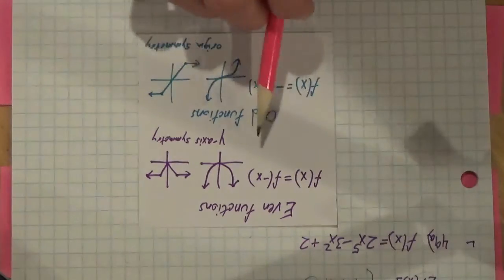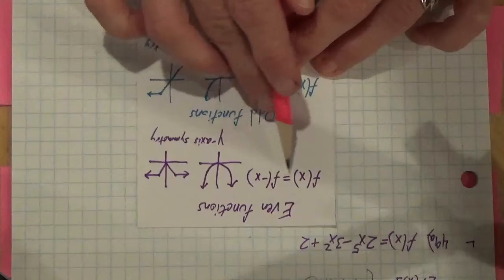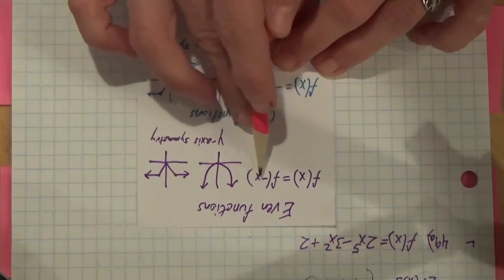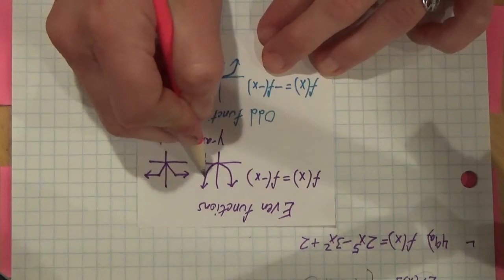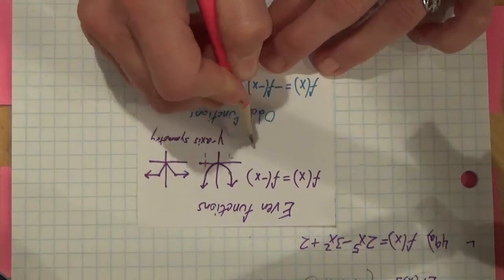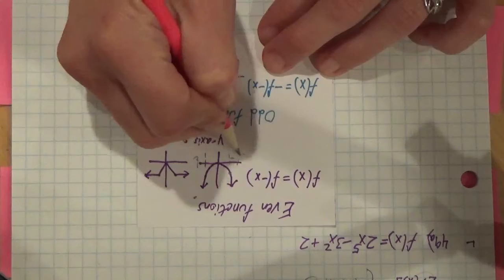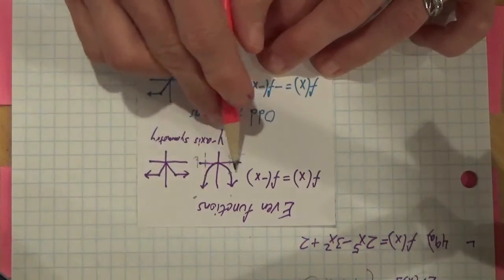Okay, so even functions are symmetric over the y-axis. This is how it looks fancy. It's the y value at x is the same as the y value at negative x. So like here, when x is 1, I get this y value, and when x is negative 1, I get the same y value. When x is 2, I would be up here, and when x is negative 2, I would also be up there. So it's got this lovely symmetry.